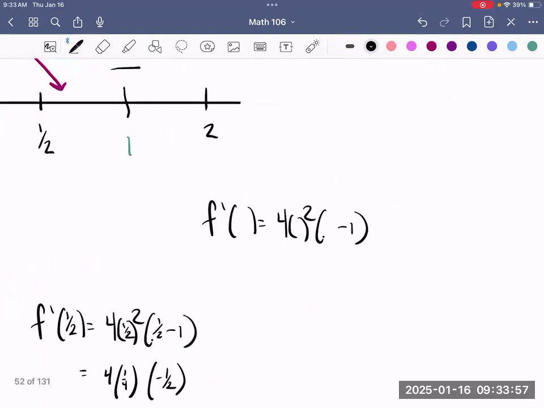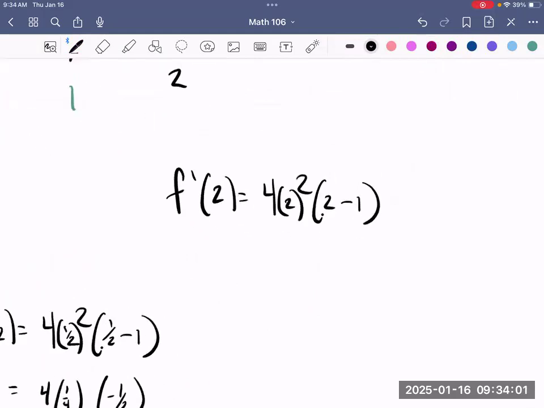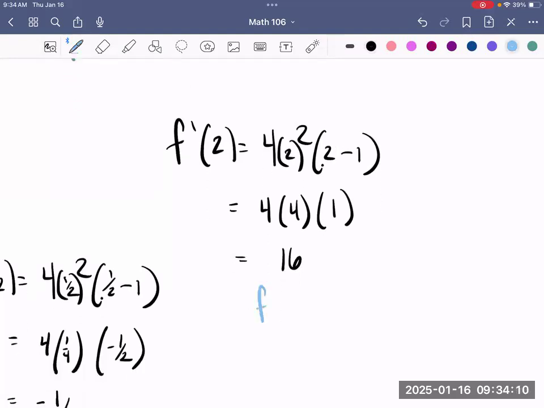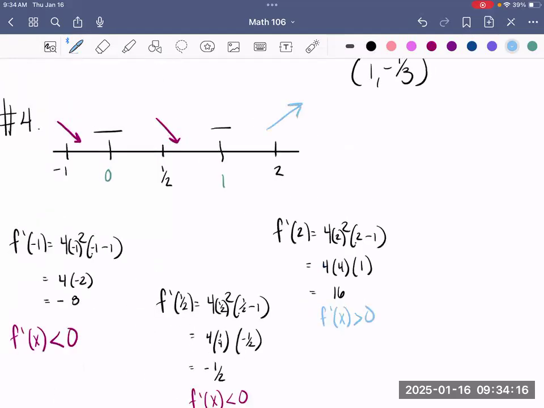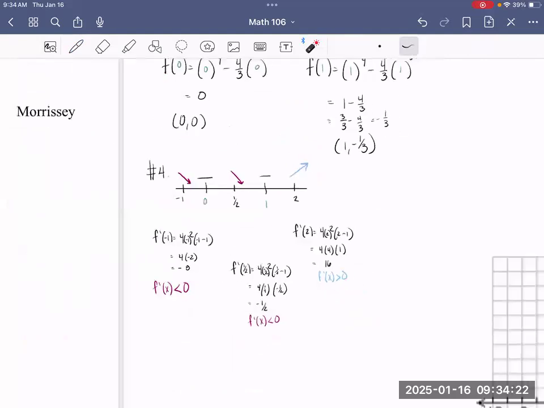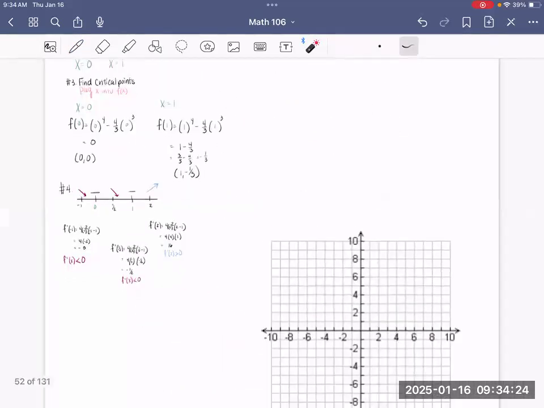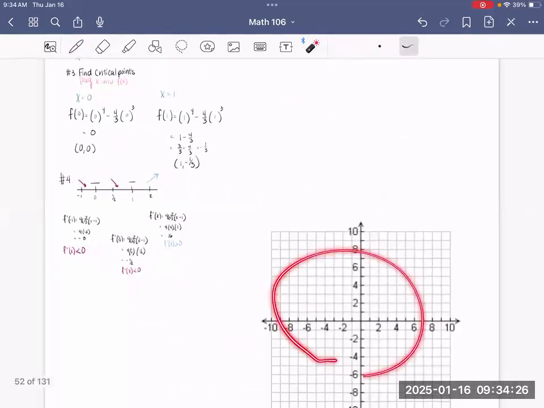And then we are going to look at 2 here. So we have 4 times 4, times a +1. So we're at 16. So we are going to increase from there. So we should go down, flatten, up. And if you want, you can go ahead and start to do those on here.